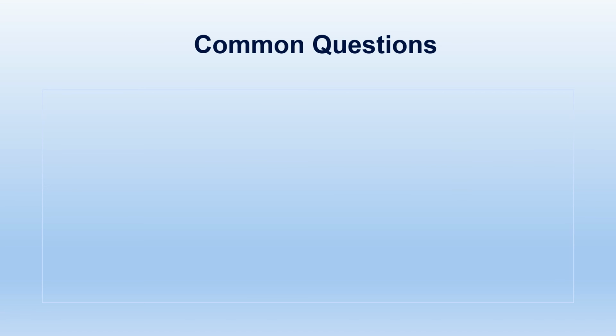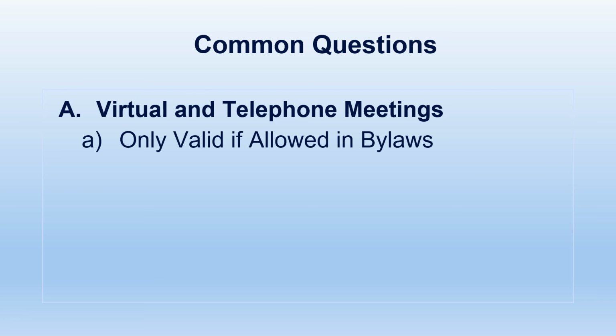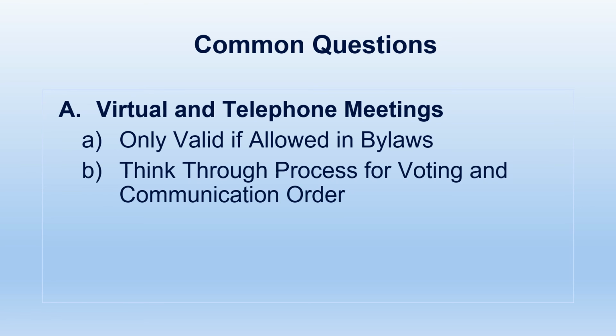Okay, let's move on to common questions. Virtual and telephone meetings. There are a few points to keep in mind. First, they're only valid if they're allowed in the bylaws. Also, be sure that attendees are able to hear each other and actively participate. Further, think through the process for voting and communication order. For virtual meetings, the use of a chat box is helpful as it prevents people from talking over one another.